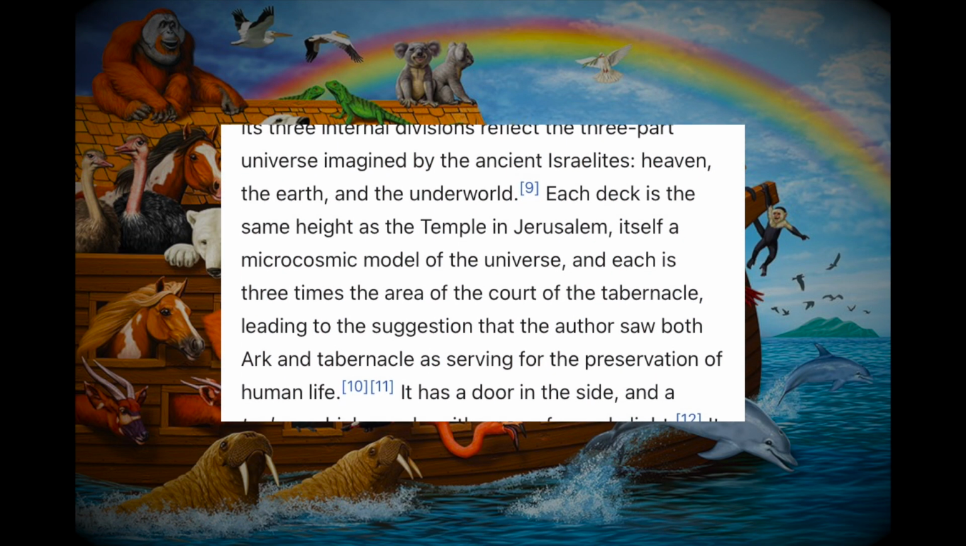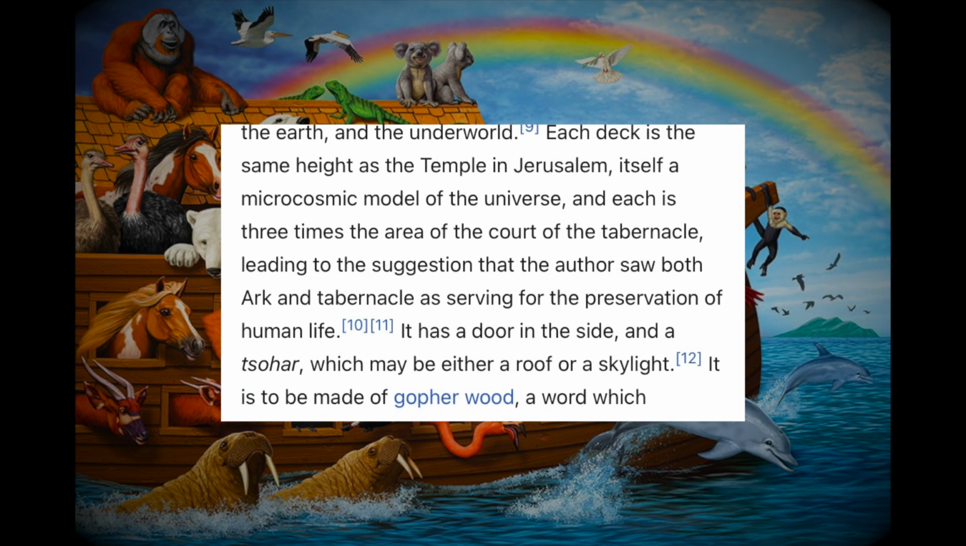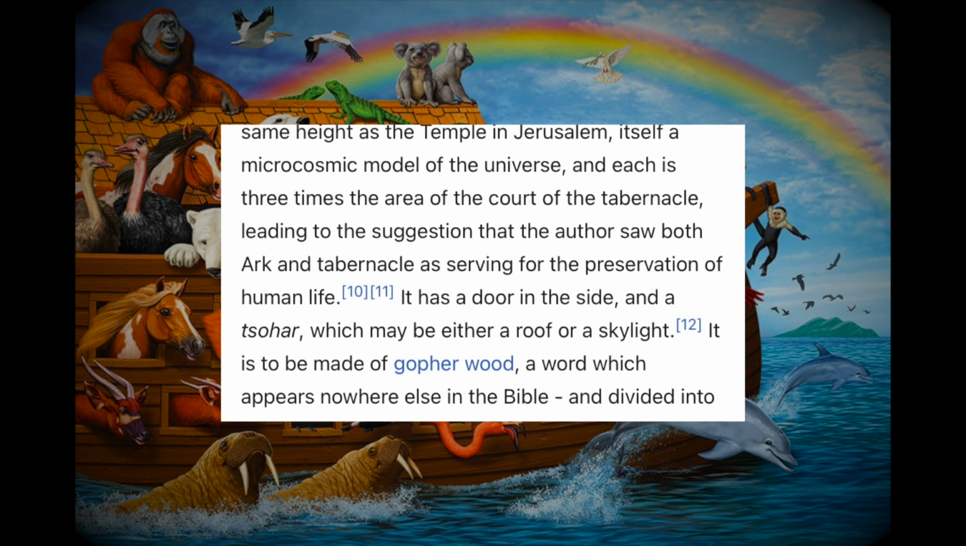Each deck is the same height as the temple in Jerusalem, itself a microcosmic model of the universe, and each is 3 times the area of the court of the tabernacle, leading to the suggestion that the author saw both Ark and tabernacle as serving for the preservation of human life.